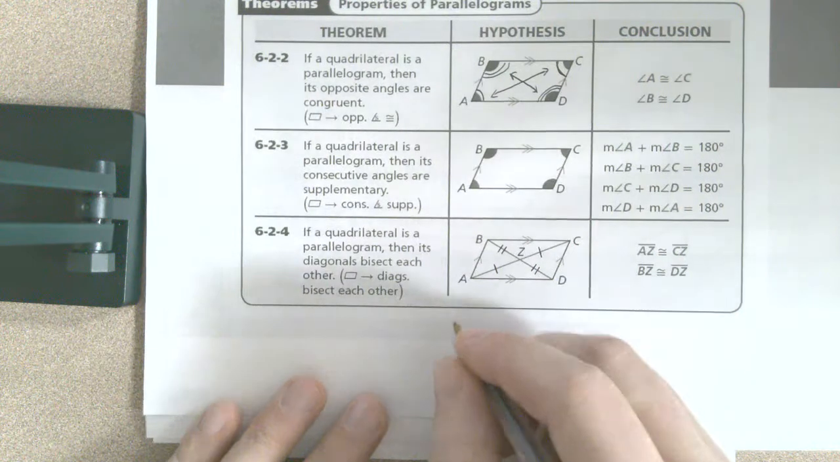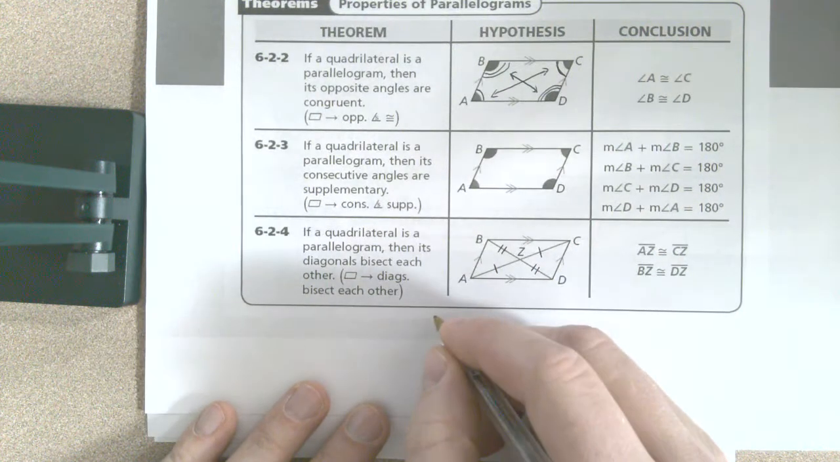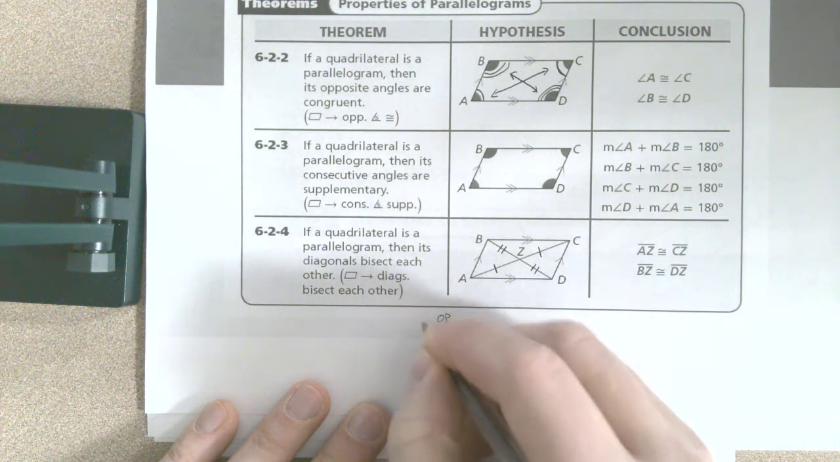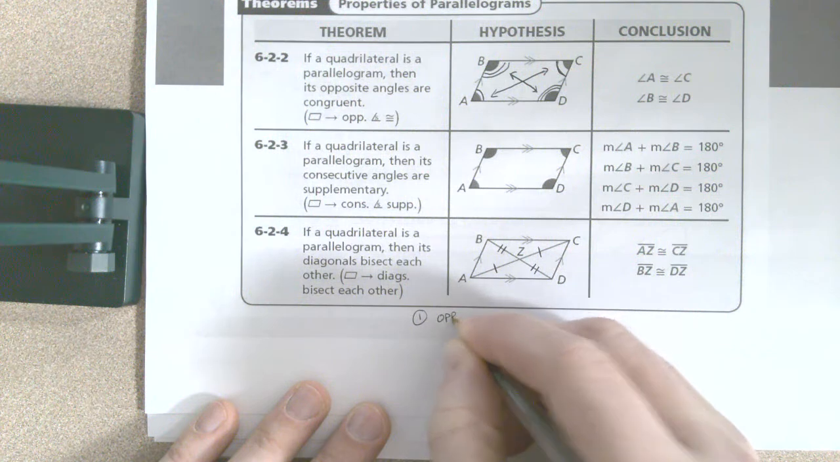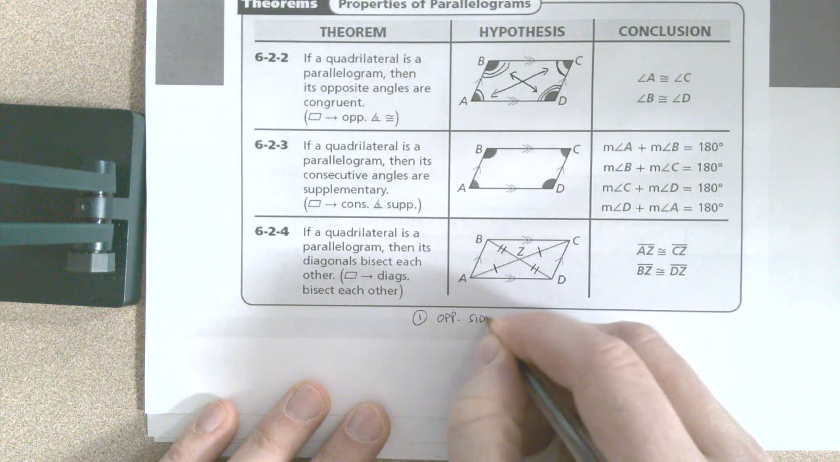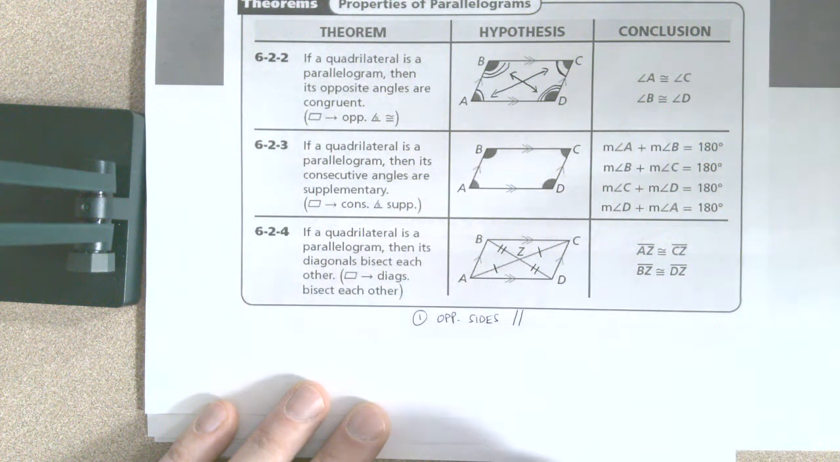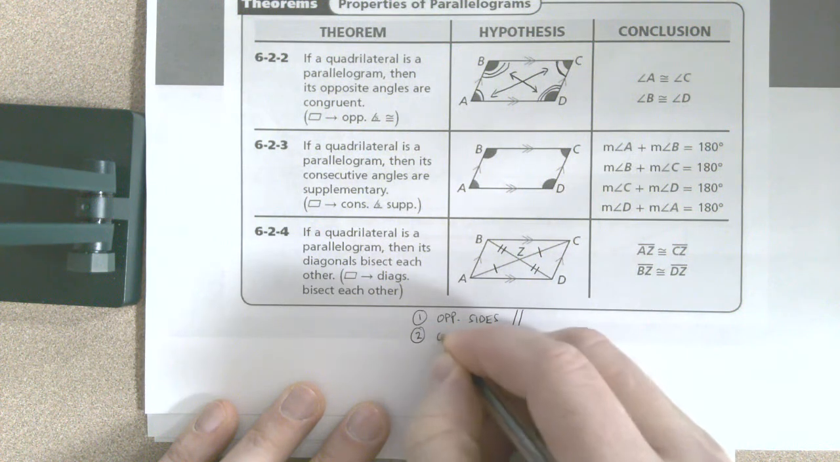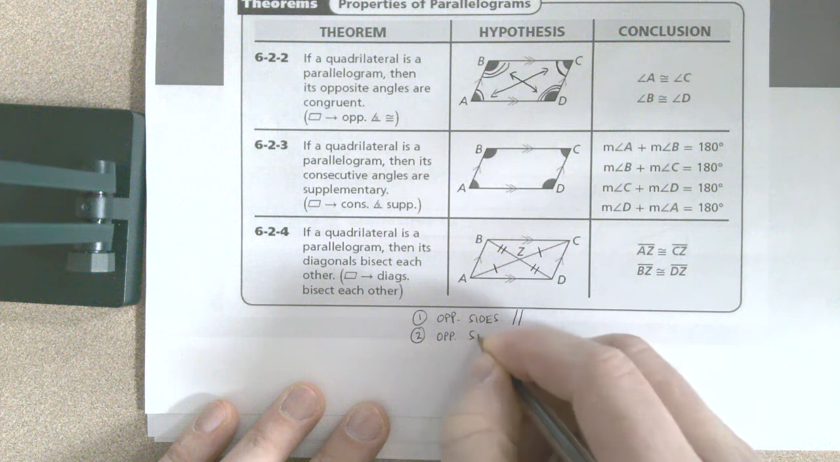So if I were going to summarize the 5 properties, these are the 5 properties that you want to make sure you have written down right now in your notes. Number 1, opposite sides are parallel. Number 2, opposite sides are congruent.